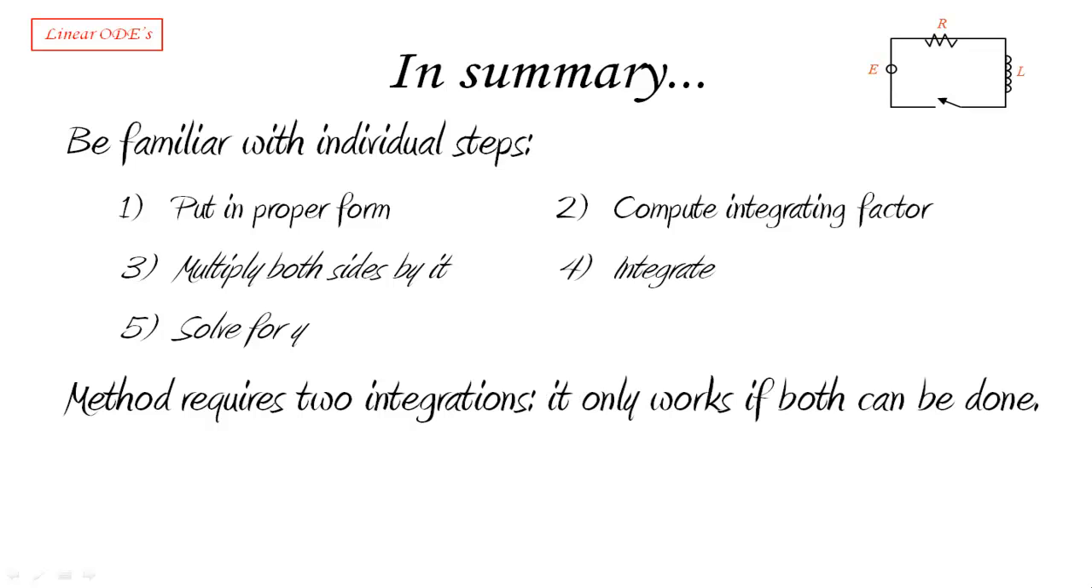Okay? Now, this method, again, remember, it requires two integrations. It's going to work only if both can be done. So even though it's a very interesting and ingenious method, and it looks like it gives us a very simple solution, it does require two integrations. If one of them can't be done, we'll have to leave the solution still in an implicit form.